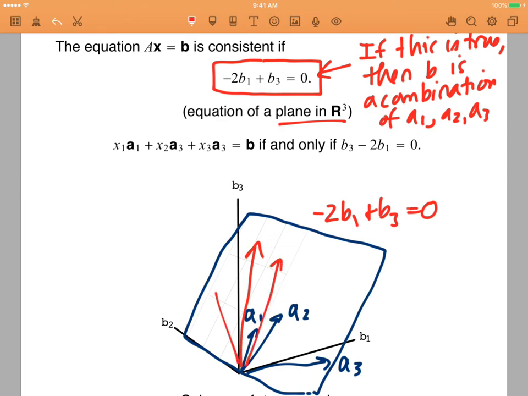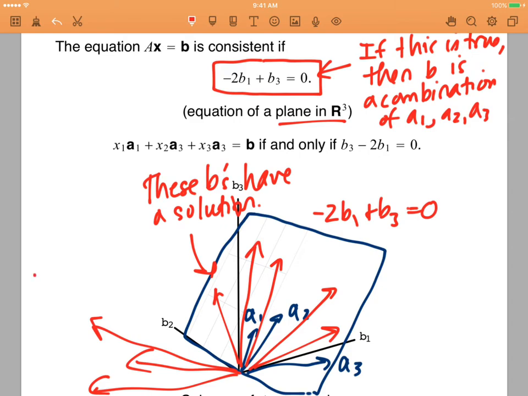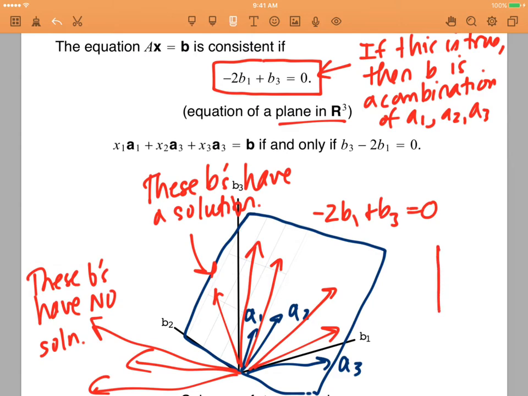So all of these values of b have a solution. But if you start taking b's that are over here, and they're not on the plane, these b's have no solution.